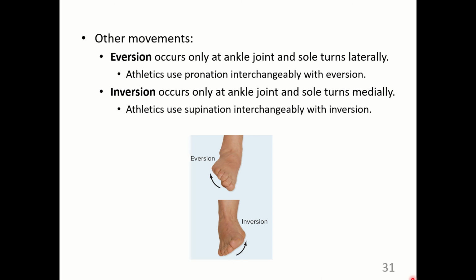Athletics will use pronation and supination interchangeably with eversion and inversion. So basically, pronation, when your palm is facing behind you, is the interchangeable form of eversion. Basically, your sole is turned away from you. And supination, if you remember, is the anatomic position where your palms are facing in front. It's interchangeable with inversion, so the sole is towards the midline of the body.